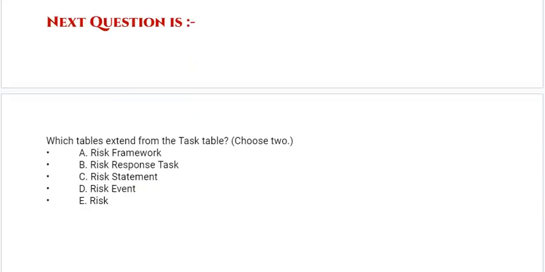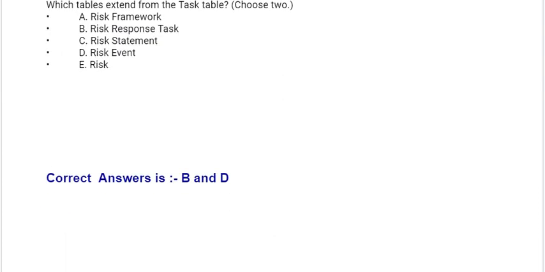Next question is, which tables extend from the task table? Choose two options. Option A, risk framework. Option B, risk response task. Option C, risk statement. Option D, risk event. Option E, risk. Correct answer is option B and option D.